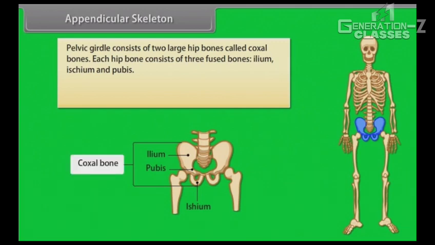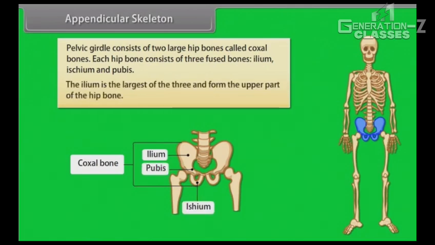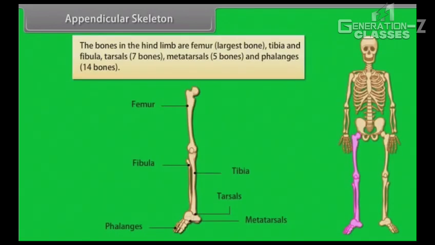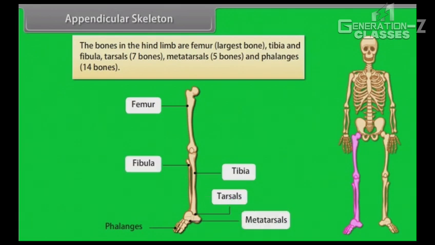The pelvic girdle consists of 2 large hip bones called coxal bones. Each hip bone consists of 3 fused bones: ilium, ischium, and pubis. The ilium is the largest of the 3 and forms the upper part of the hip bone. The bones in the hind limb are femur, the largest bone, tibia and fibula, tarsals, 7 bones, metatarsals, 5 bones, and phalanges, 14 bones.